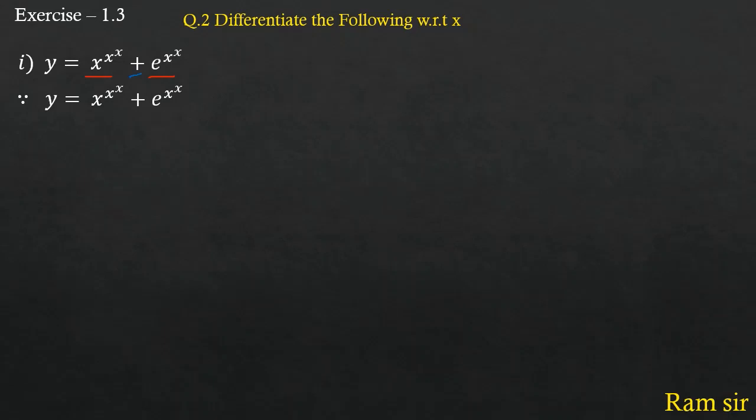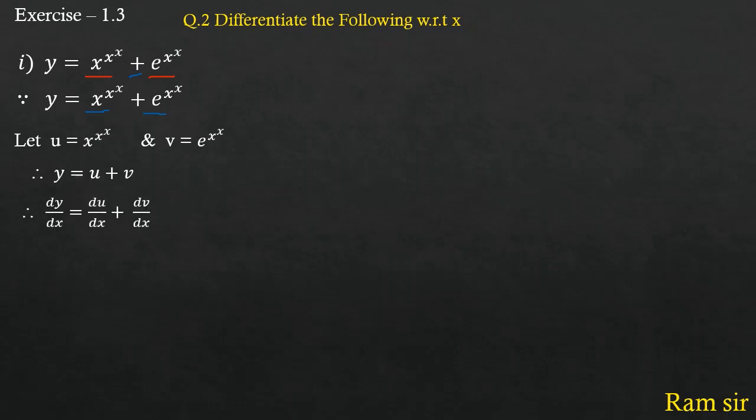First we copy the question as it is, and instead of x raised to x we'll assume u, and instead of e raised to x we'll assume v. So we'll write: let u equal to x raised to x and v equal to e raised to x. So our question becomes y is equal to u plus v. So as soon as we take differentiation of y, it becomes dy by dx is equal to du by dx plus dv by dx.